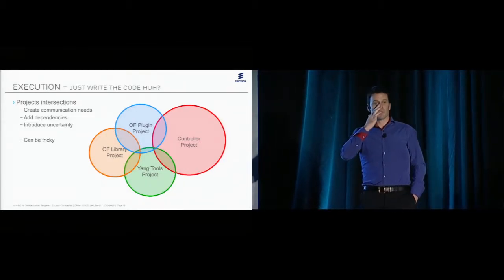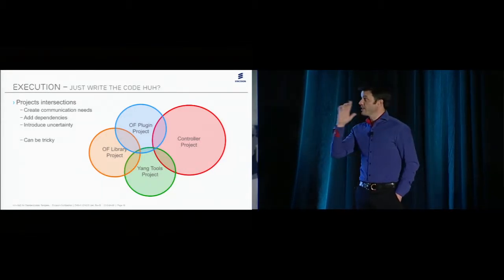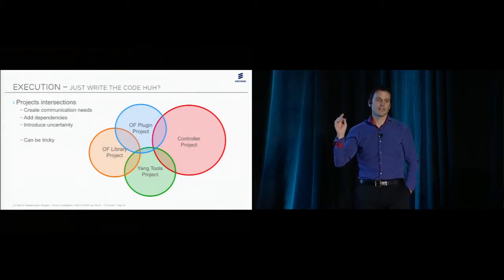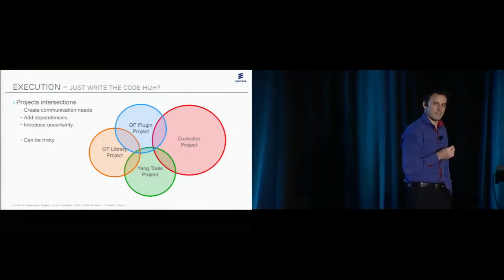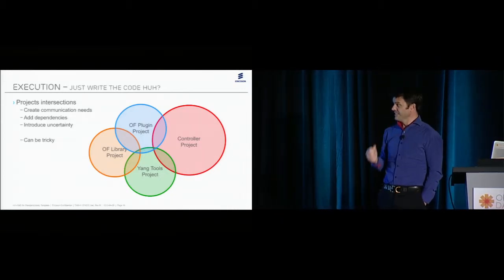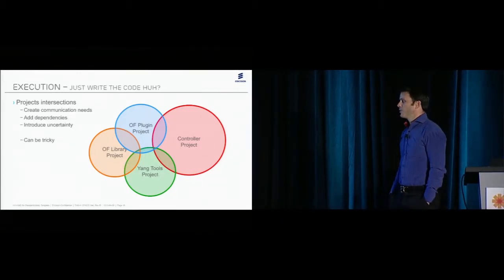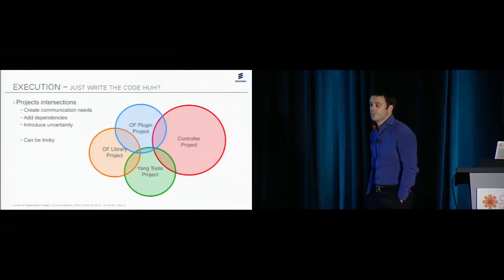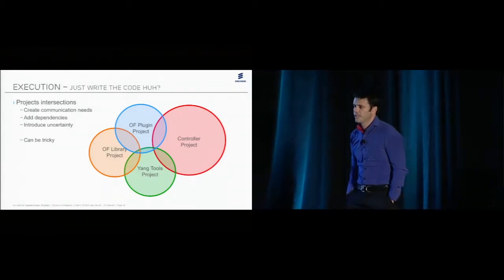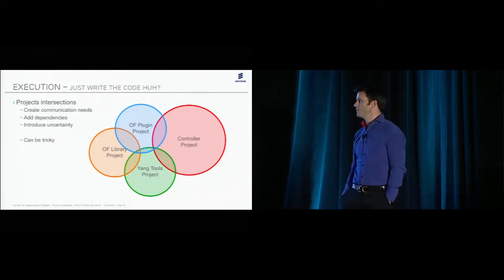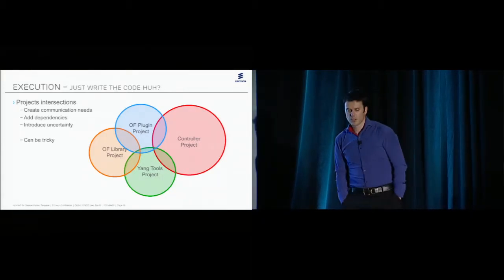The intersections between the projects, they really do create communication needs, and they add dependencies. And these are key things. These cause time delays. I think that's the biggest thing. It's not that things are insurmountable, but when you have a 24-hour-a-day active community, it can take a day before you get a response. And they introduce uncertainty.